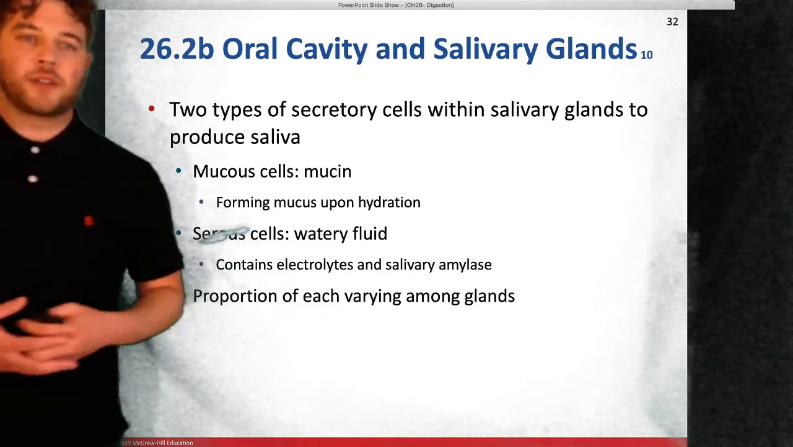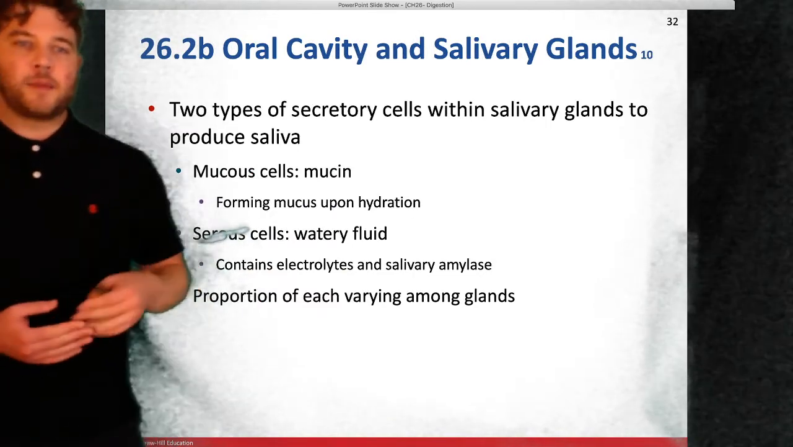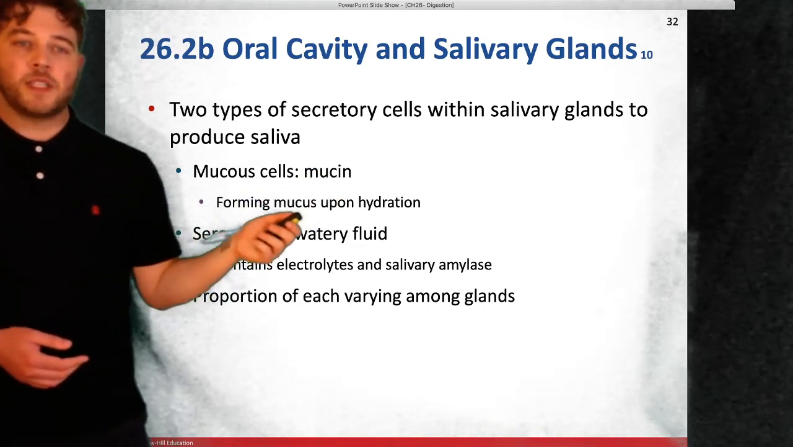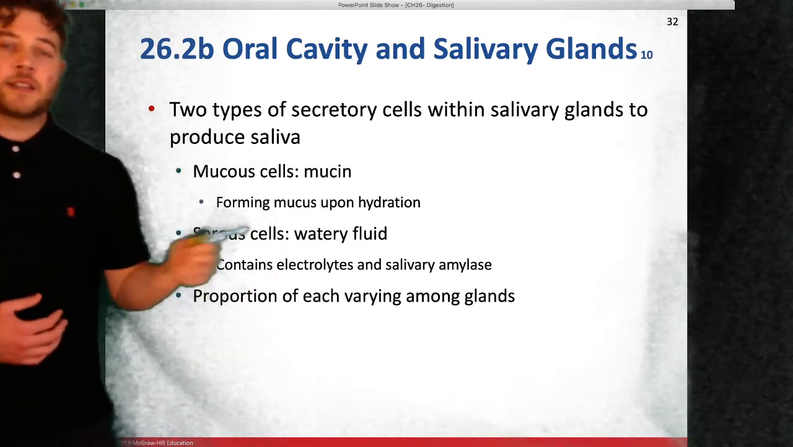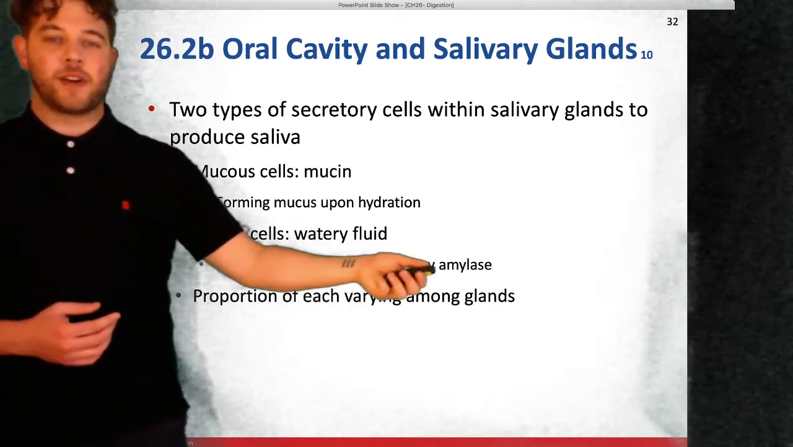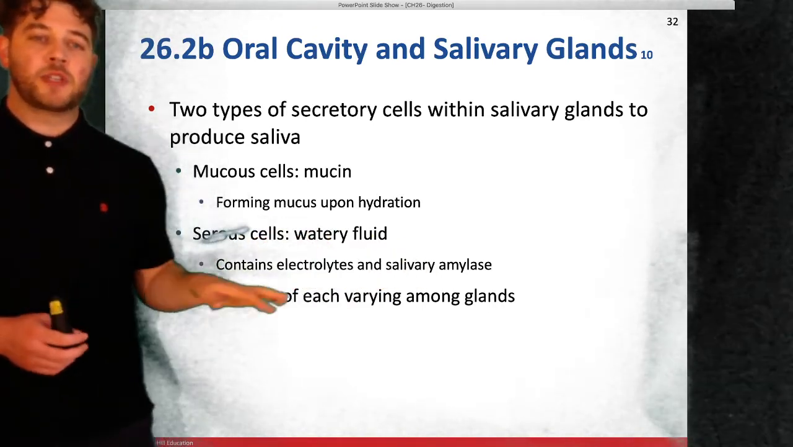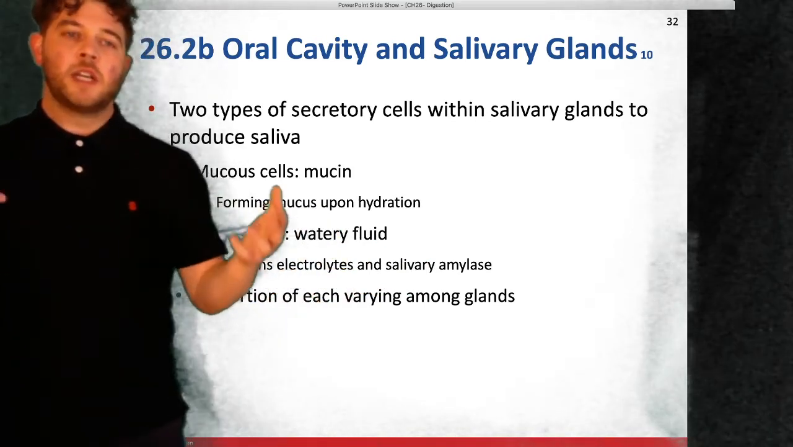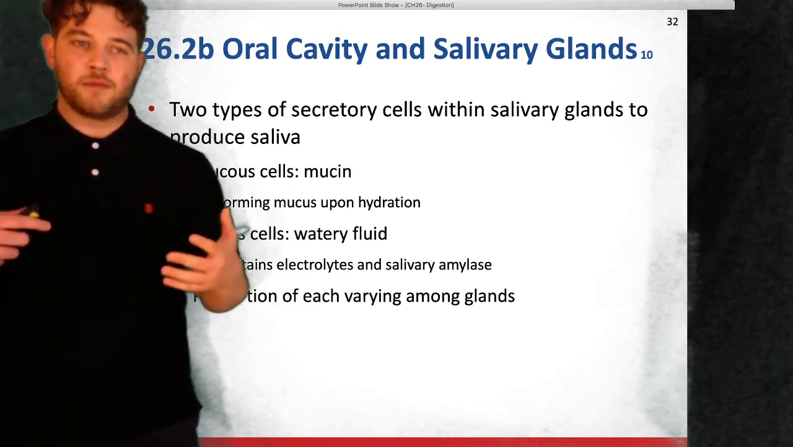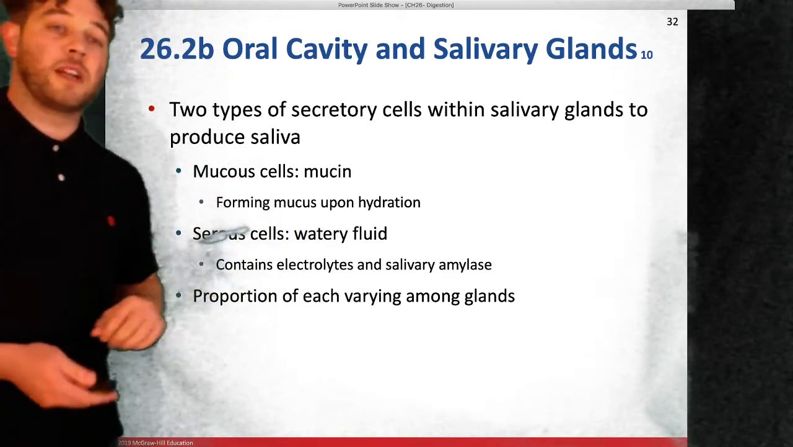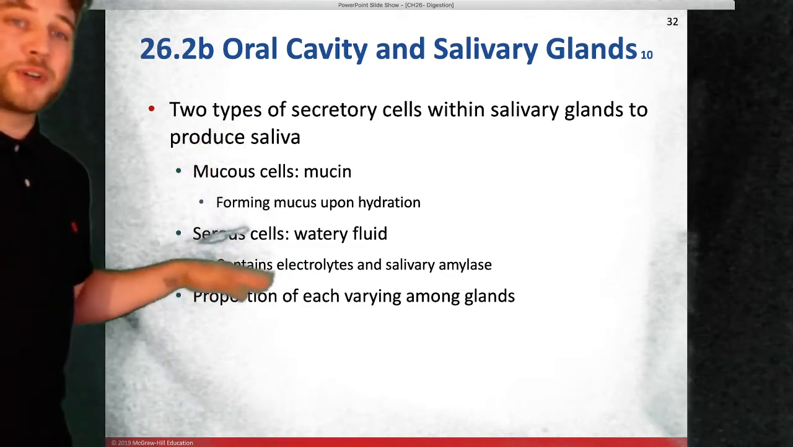There are two types of secretory cells within salivary glands, both mucus cells, which produce mucin. It forms mucus upon hydration, and serous cells, which produce this watery fluid that has electrolytes and salivary amylase. The proportion varies between the different glands, between the parotid, submandibular, and sublingual. So even though they secrete different amounts of saliva, they also are going to have different proportions of these cells.